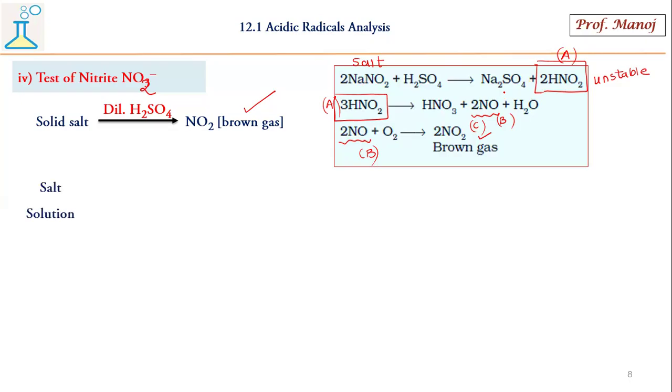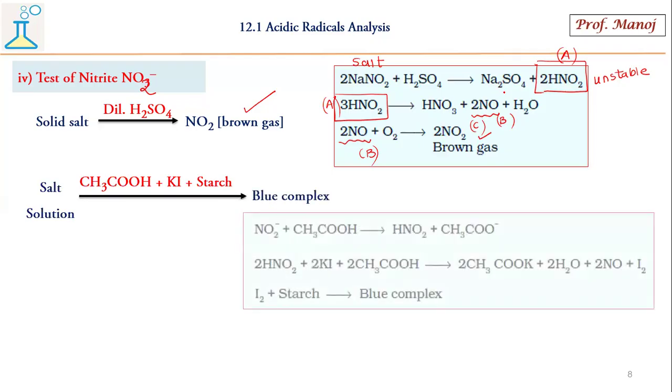Let us go for the salt solution test. When treated with acetic acid, KI, and starch, it can give you a blue colored complex. Now, what is this reaction? It is this way. The salt solution is NO2 minus. With the first reagent, acetic acid, it once again becomes HNO2.